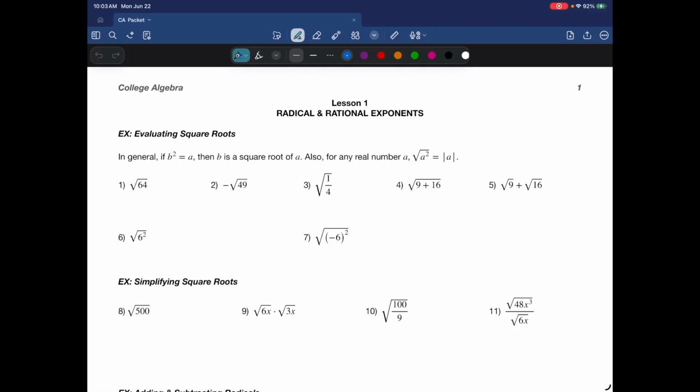In this lesson, we're going to review. The first three lessons are all about review. Okay, and so in this first lesson, we're going to talk about radical and rational exponents.